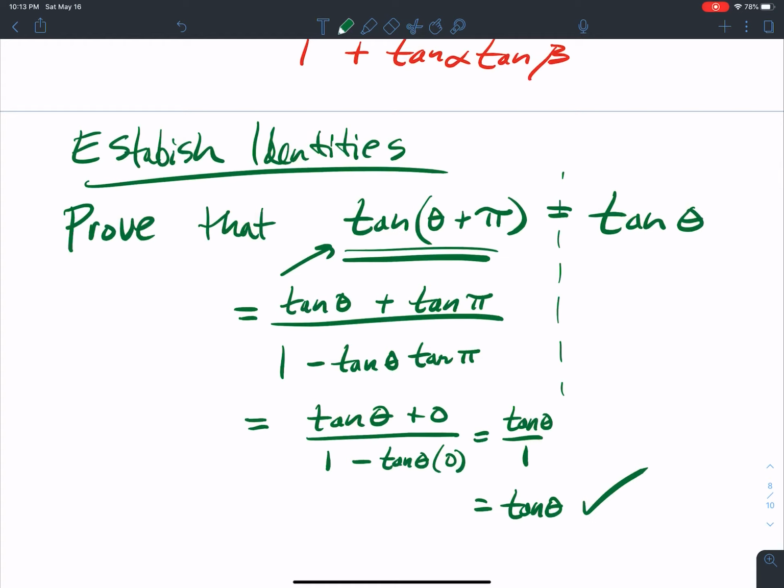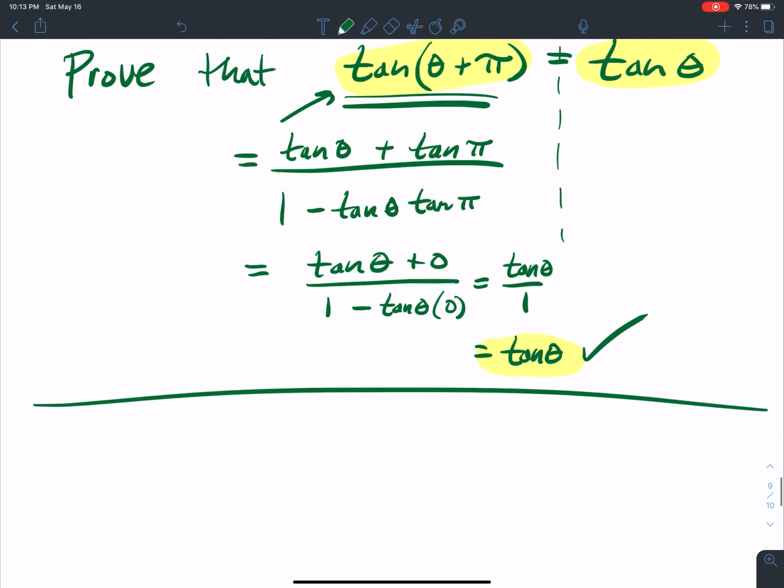Boom. So we just made the left side look like the right side. That's the goal when you're establishing identities. Okay. Let's establish another identity.